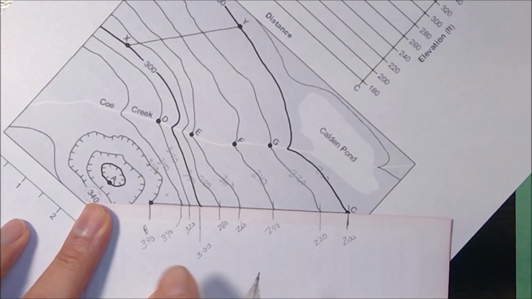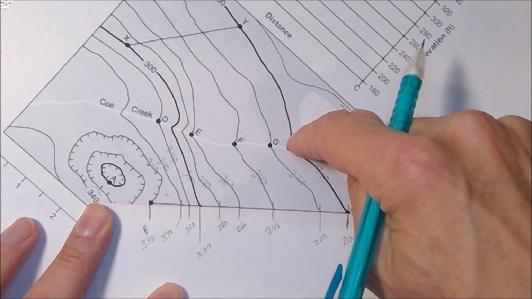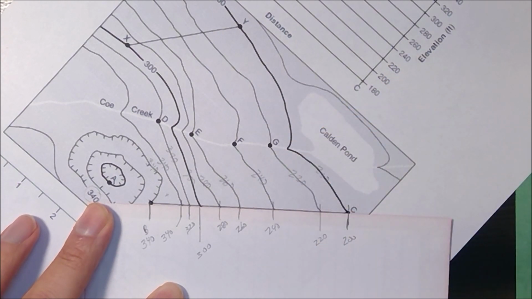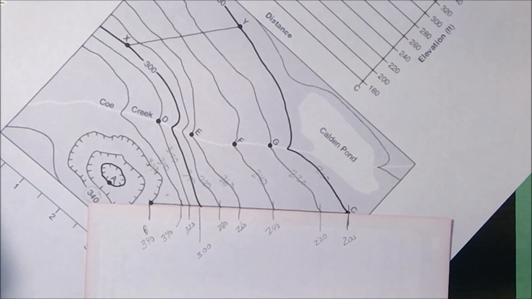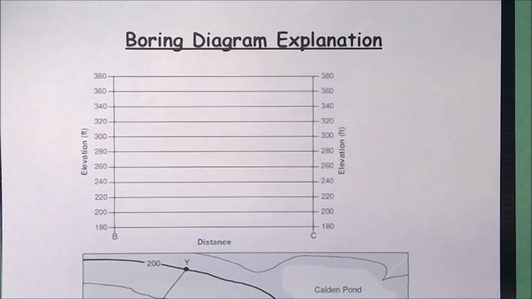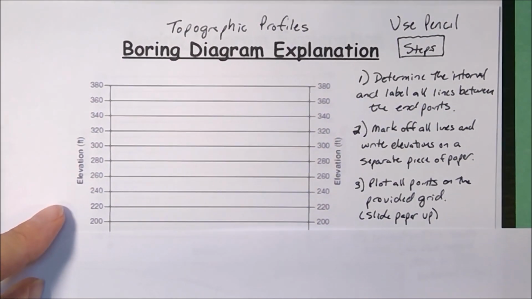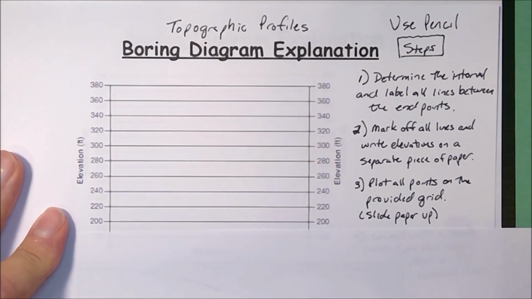So I've transferred all of the known elevations between my points from my map to my sheet of paper, my index card. That's going to be my scale model. Now, our next step is going to involve the grid. What I need to do is plot all those known elevations. For step 3, we're going to plot all of the points on the provided grid.